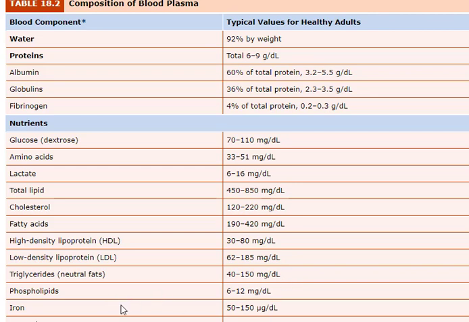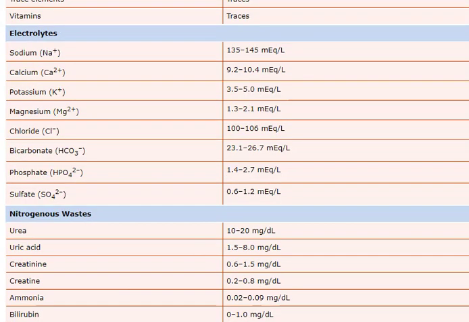Phospholipids, this is what we make our cell membranes out of. And of course you've got to have iron, because iron is what is the oxygen capturing molecule inside your hemoglobin. Other things that you have in your plasma include vitamins and sodium, calcium, potassium, magnesium, chlorine, bicarbonate, phosphate, sulfate, and then waste. And nitrogen-containing waste: urea, uric acid, creatine, ammonia, and bilirubin. These are breakdown products.